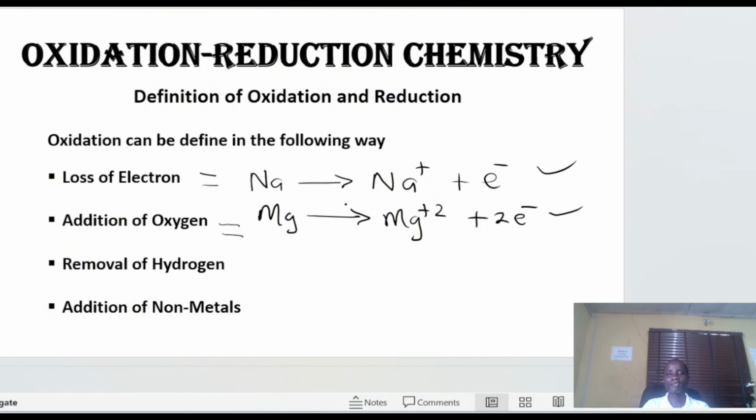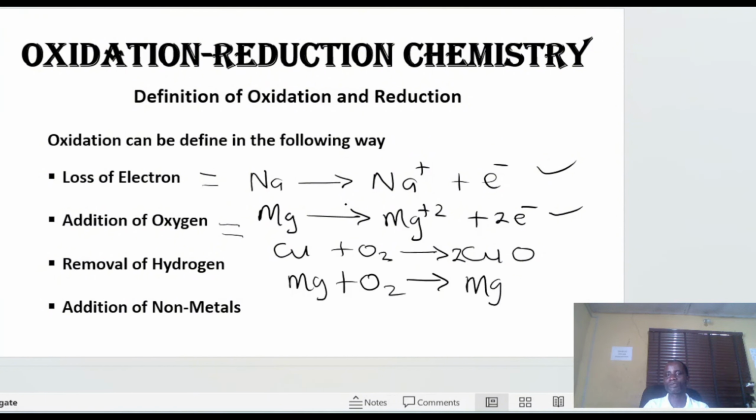Basically, when you add oxygen gas to a metal, for example, copper plus oxygen gas gives what we call copper 2 oxide. Balance the equation, you have two here. The equation is balanced. Or when you burn magnesium in the presence of oxygen, it will give what we call magnesium oxide. These two equations indicate that addition of oxygen brings about oxidation.